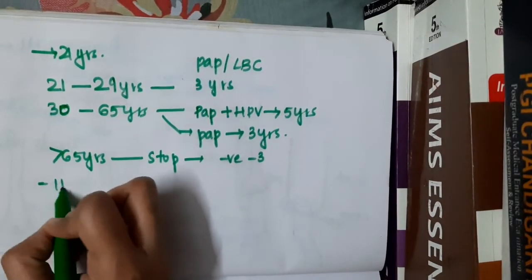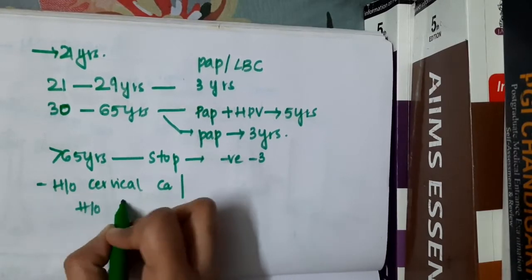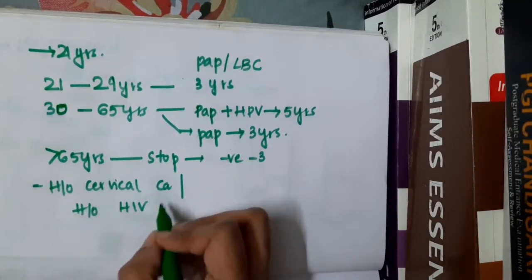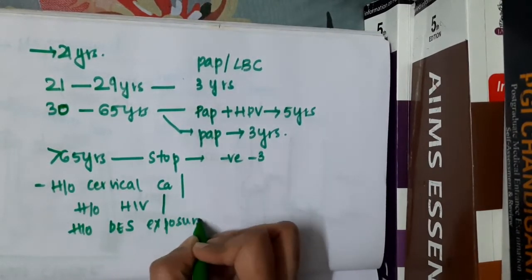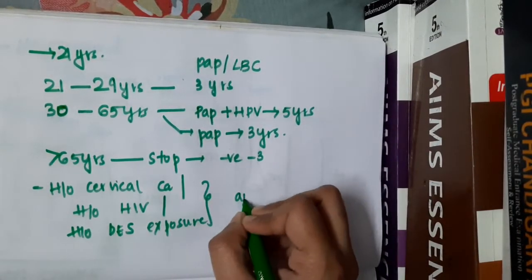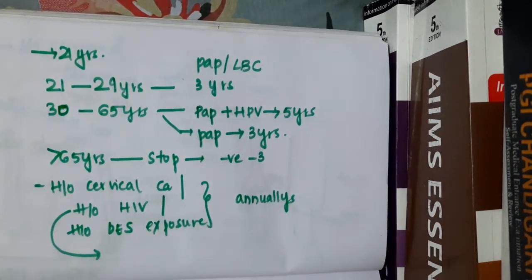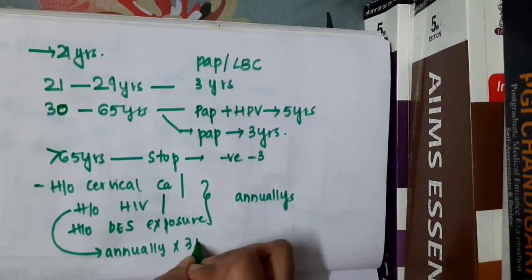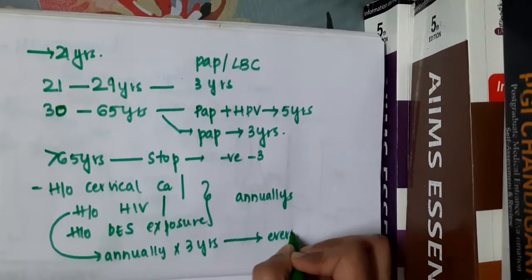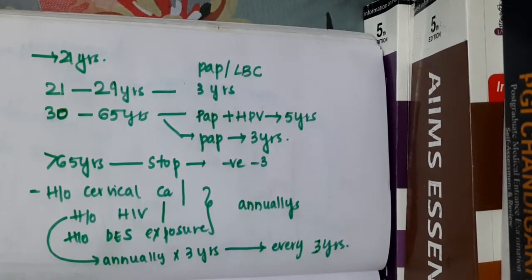If a woman has a history of cervical cancer, or if the person is infected with HIV, or has a history of diethylstilbestrol exposure, in all these cases, we should do screening annually. Especially in HIV individuals, you will have to do it annually for 3 years, and after 3 years, you can do testing once in every 3 years. So these are the guidelines for cervical cancer screening.